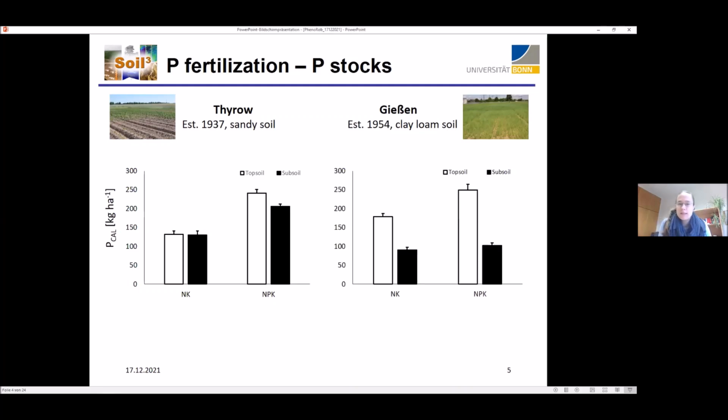If we now look at the same treatments in the field experiment in Gießen, we see there as well an increase in plant available phosphorus in the topsoil, but in the subsoil, this difference is, well, marginally visible, I would say.